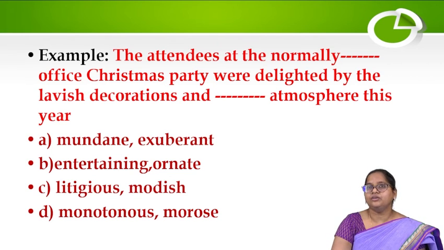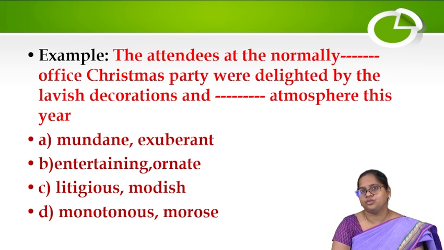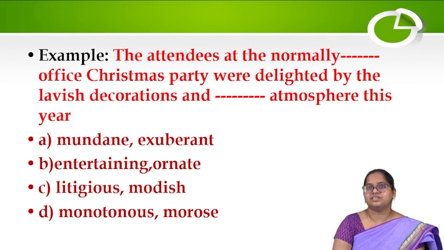So, for example, mundane and exuberant. Mundane means dull and usual, whereas exuberant is something very exciting and high. Entertaining and ornate: entertaining is something very pleasant, and ornate is kind of decorated. Modish is definitely not it. Litigious and monotonous, it's not completely the same old one. Morose, stupidity.